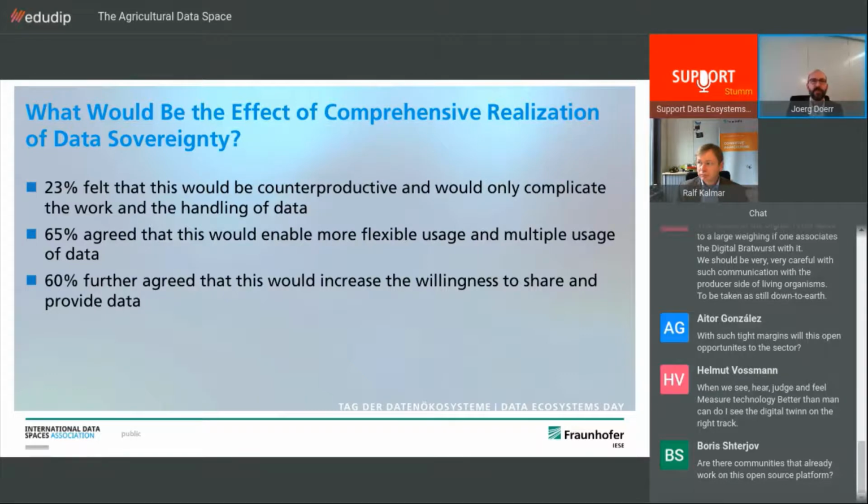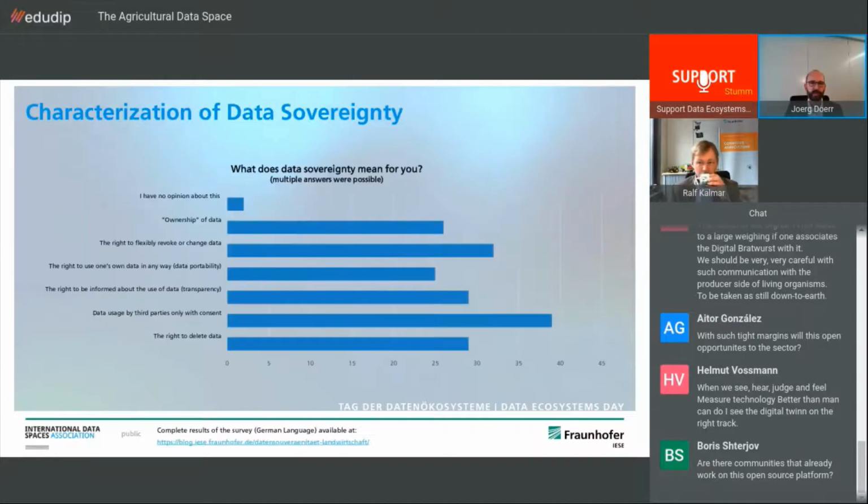65%, and that's the good news, agreed that this would enable more flexible usage, multiple usage of data. So we will get more data into the data space that can be used. And 60% explicitly said it will increase their willingness to share and provide data. And that is something that we hear very often. If there is no mechanism for data sovereignty, I will hide the data, as a company, as a farmer, maybe as a service company inside an agricultural ecosystem. So it is very important that data sovereignty is treated well in an agricultural data space.